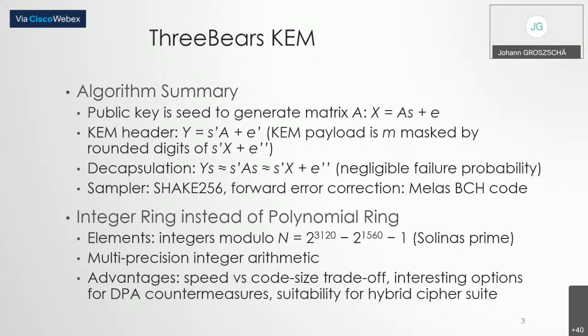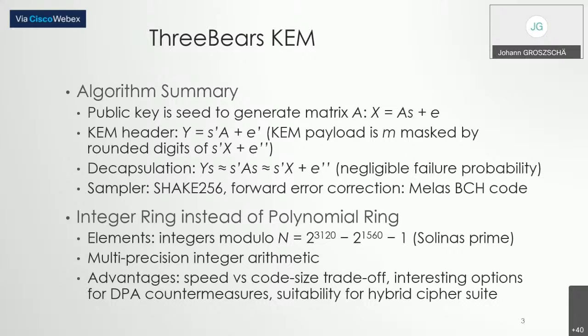What I would say is the most interesting feature of ThreeBears is the underlying ring. The elements of this ring can be represented as integers modulo this prime here, 2 to the power of 3120 minus 2 to the power of 1560 minus 1. This is a so-called Solinas prime that allows very efficient modular reduction. And since the elements are integers, the arithmetic is simple integer arithmetic, so multiplication and addition of 3120-bit integers.